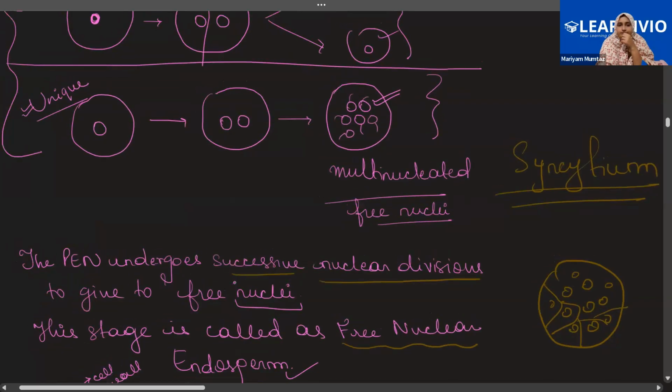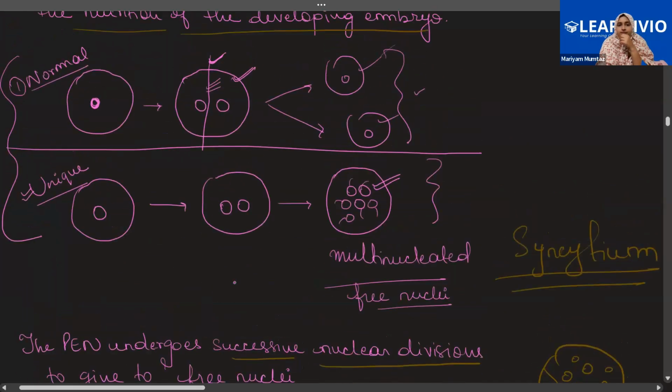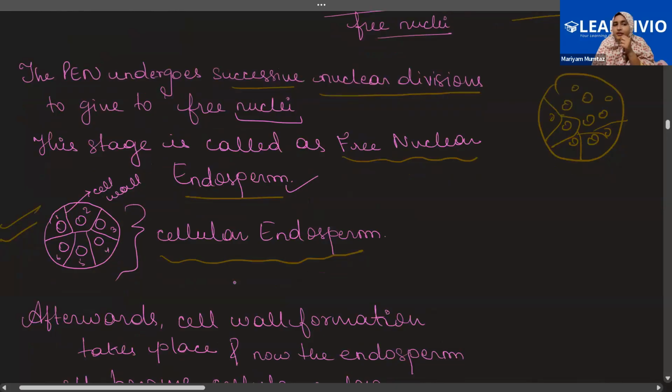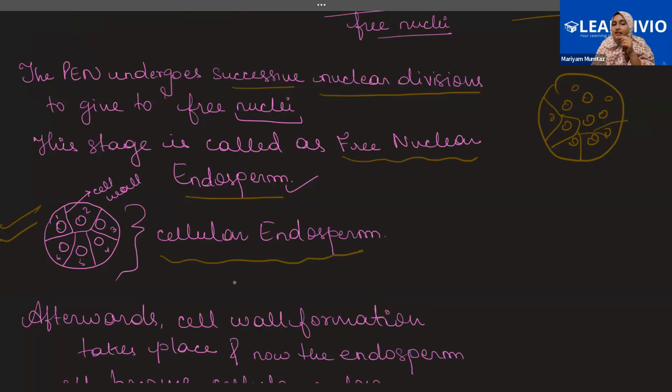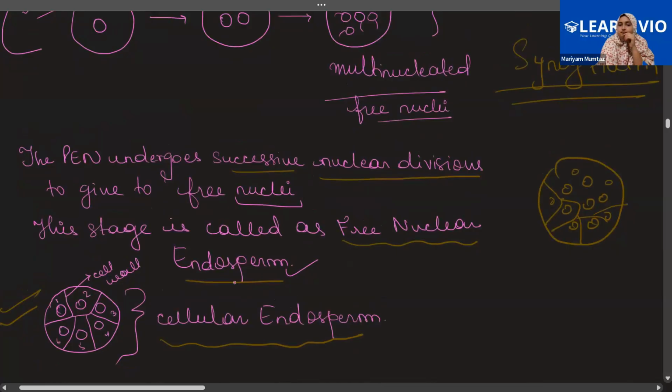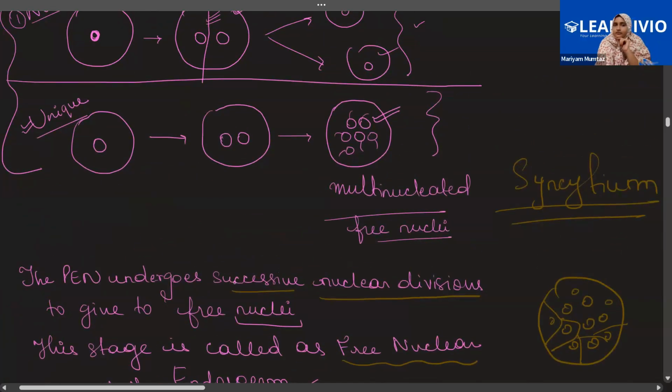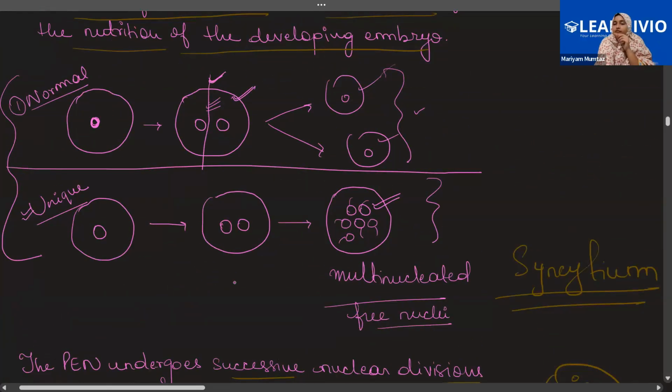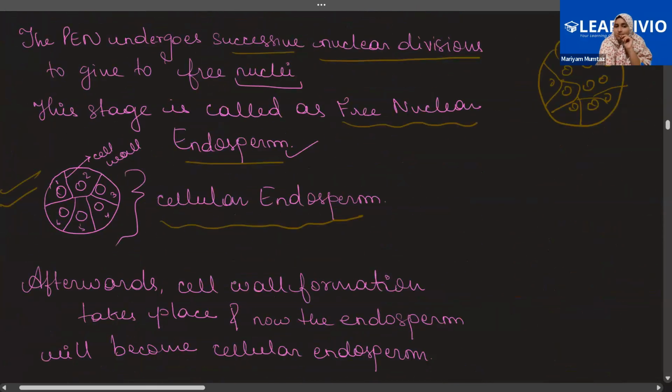Now, the primary endosperm nucleus undergoes successive nuclear division to give rise to free nuclei. Now, what happens is that the endosperm can be of two types: free nuclear endosperm and cellular endosperm.